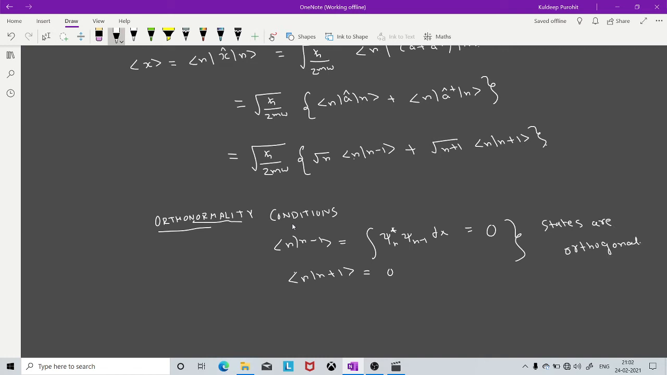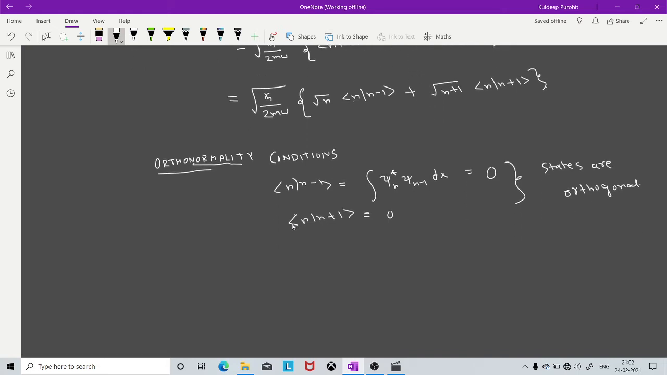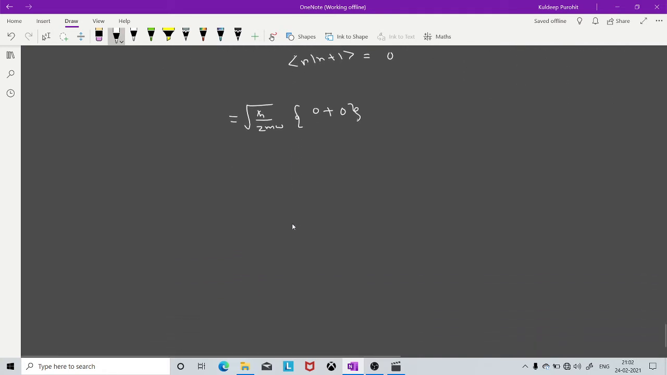So you are left with the square root of h cross by 2m omega. The first term is 0 and the second term is also 0. So the expectation value of x in any state is always equal to 0. The expectation value of the position operator for the simple harmonic oscillator is always 0.